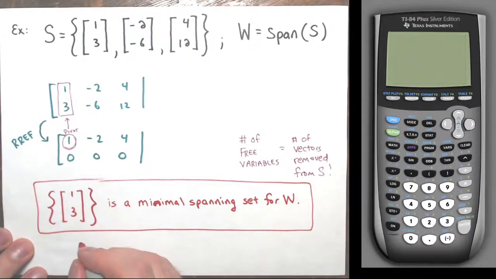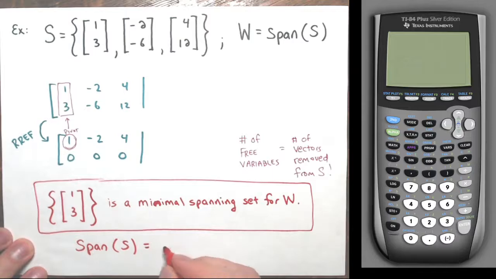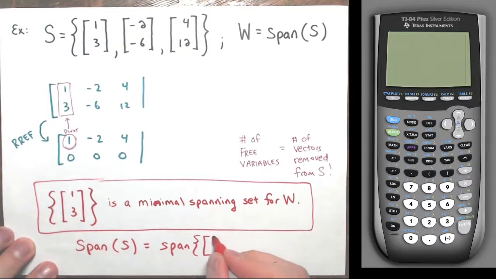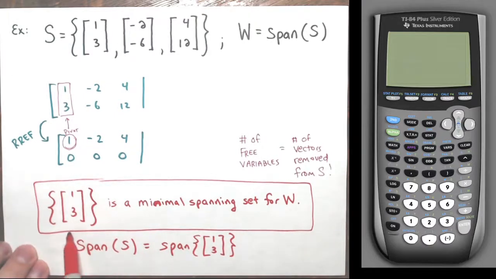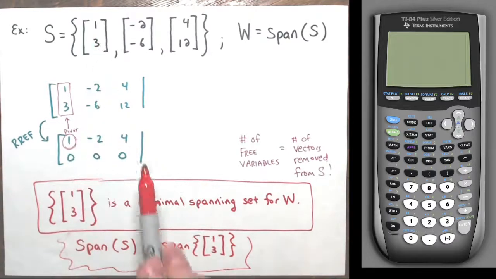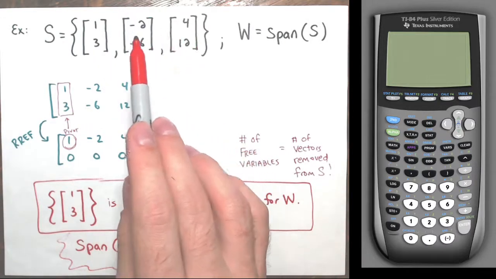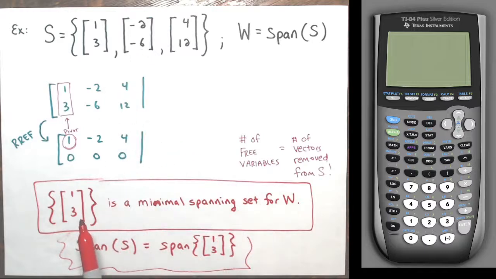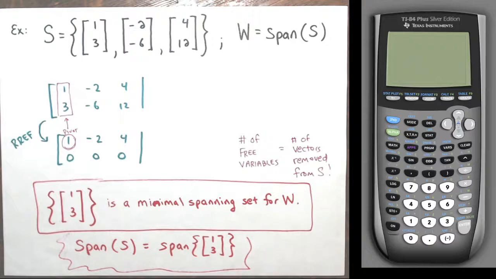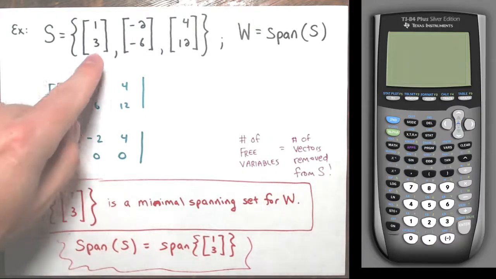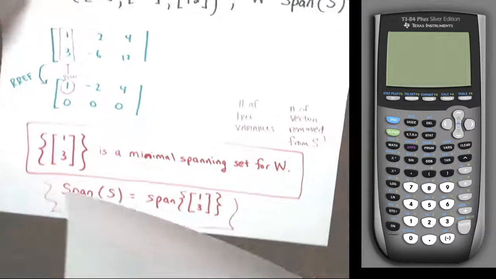Or we could also say that the span of S is equal to the span of just the set with this vector. Right, because what I'm saying here is that every linear combination of these three is just a scalar multiple of (1, 3), and I can show you that on this next page. Let's take a linear combination of these 3 vectors.